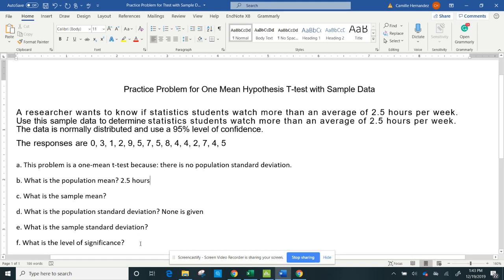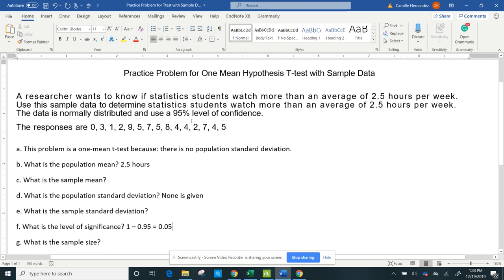Level of significance. Well, I don't have a level of significance. I have a level of confidence, but 1 minus 0.95 equals 0.05. So that's my level of significance if I needed it. If it had asked for my level of confidence, and let's see, it doesn't, but that would have been my level of confidence. Remember, there's that inverse relationship between level of significance and level of confidence. Sample size, if I count them up, I get 15.